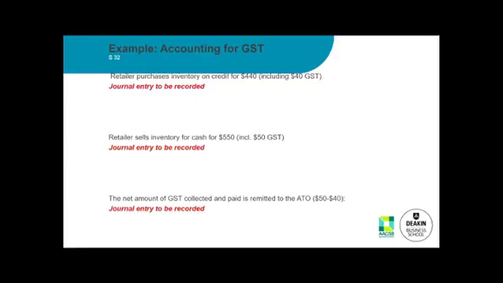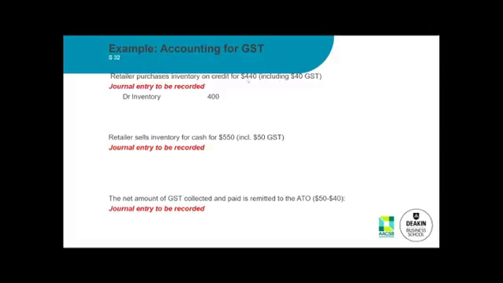Right, so let's look at the example we have here. Retailer purchases inventory on credit for $440, including $40 of GST. So how much is the net purchase? 400, correct. Because to work out the GST, we take 10% of it, and then we add it to that, and that's how we get 440.